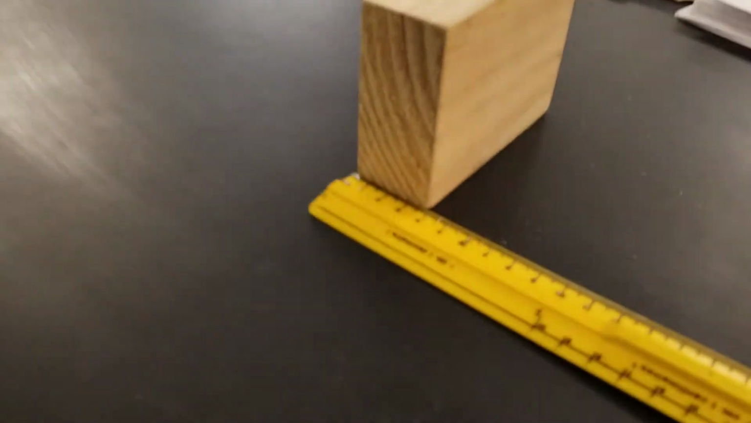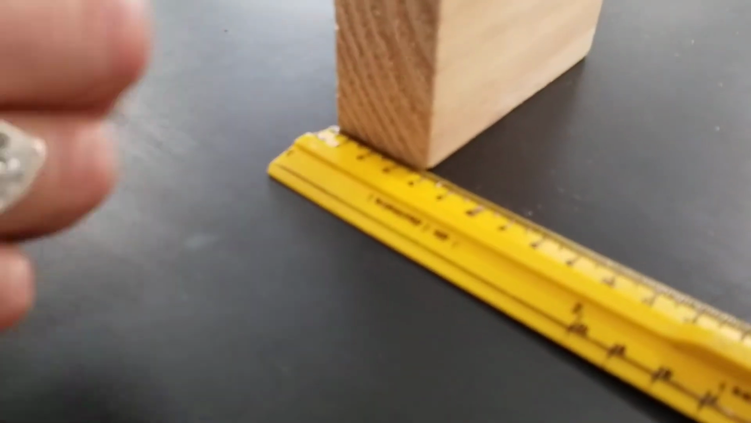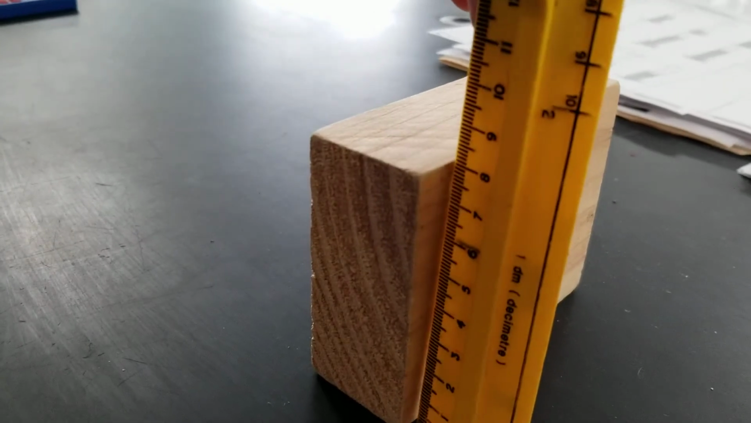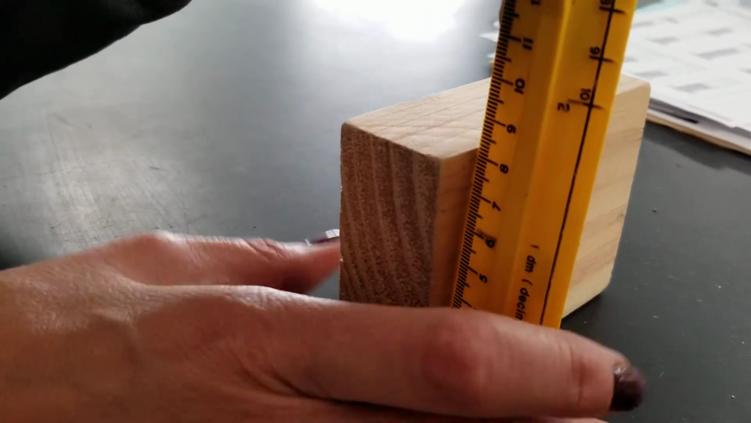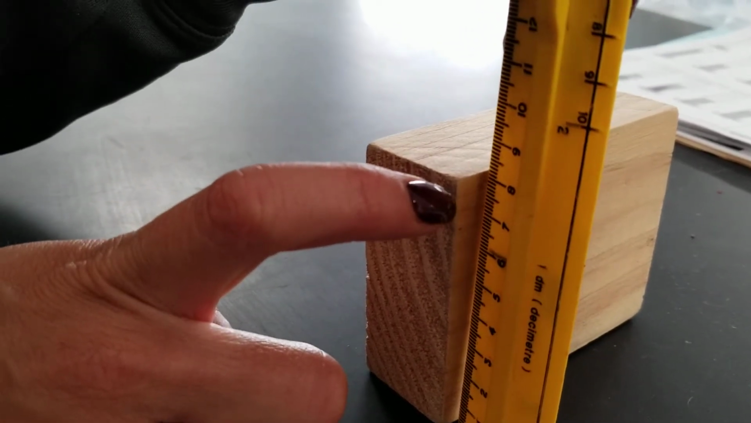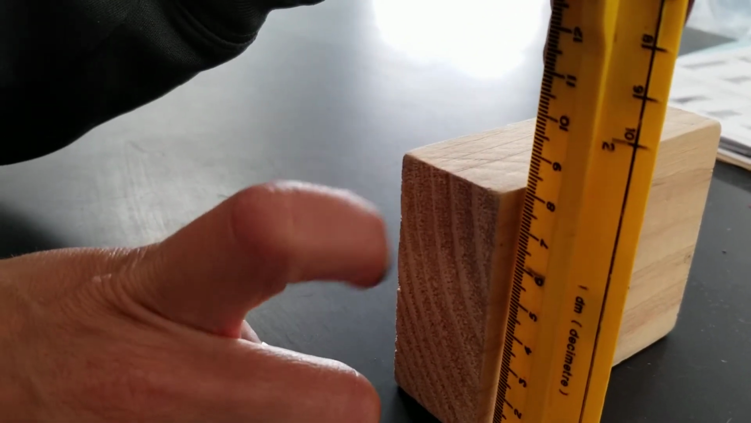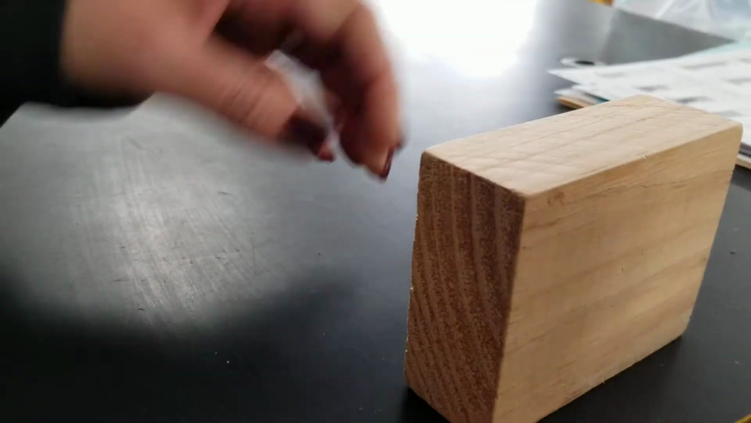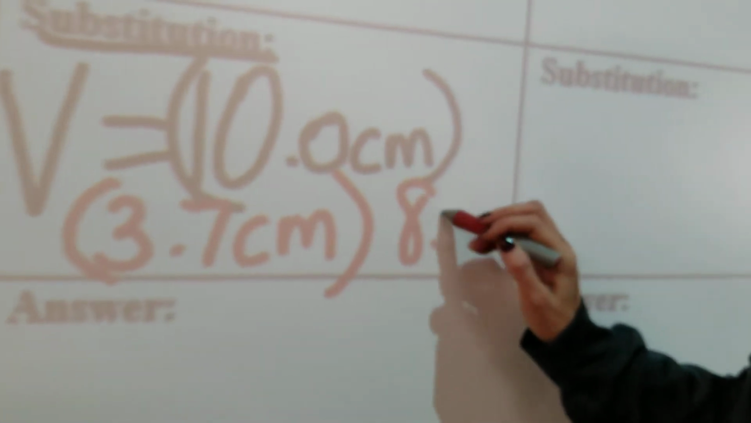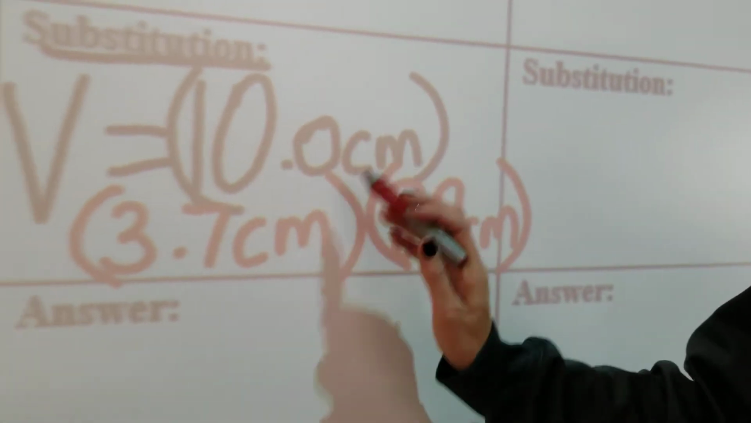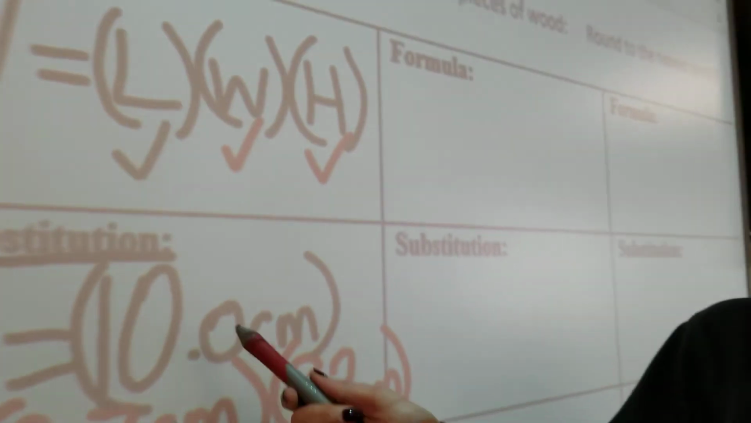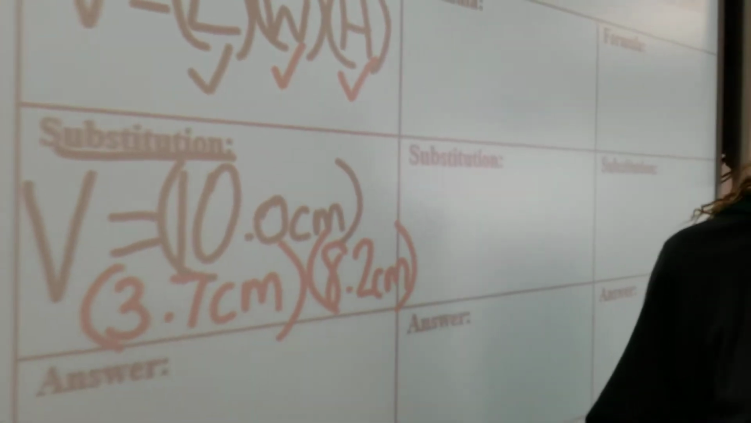The last step is to measure the height. I don't want to move the block anymore, but I can move the ruler to measure the height. So when I measure the height now, I'm looking at this, and it's hard. I have to go eye level, and it's about 8.1, 8.2. It looks to me as 8.2 centimeters. I have these three numbers here. What do I want to do to these three numbers? I measured the height. I want to multiply them.